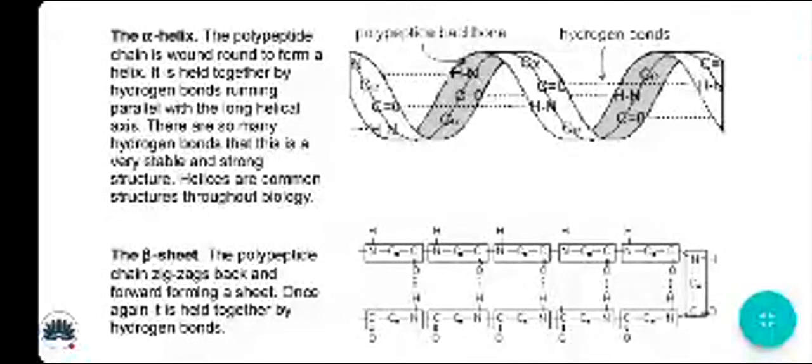The alpha helix means that the polypeptide chain is wound round to form a helix. It is held together by hydrogen bonds running parallel with the long helical axis. There are so many hydrogen bonds that it is a very stiff and strong structure. Helixes are common structures throughout biology.